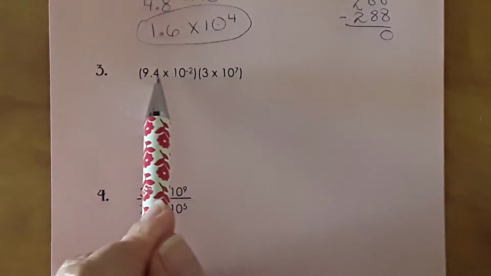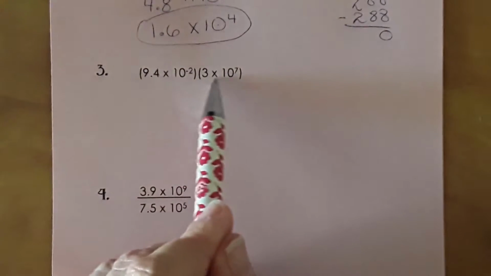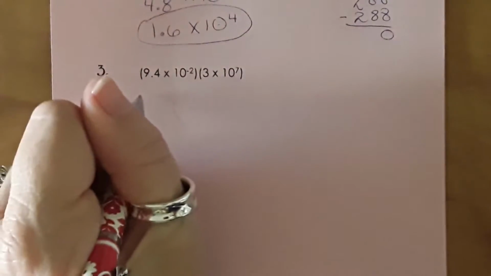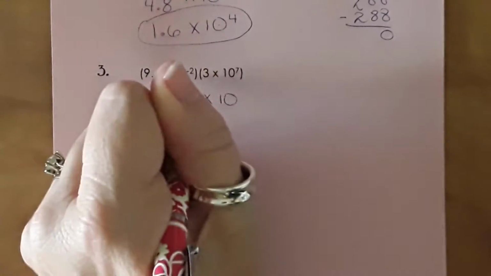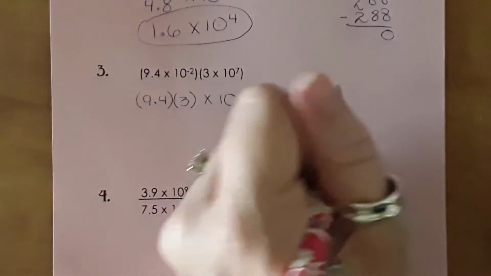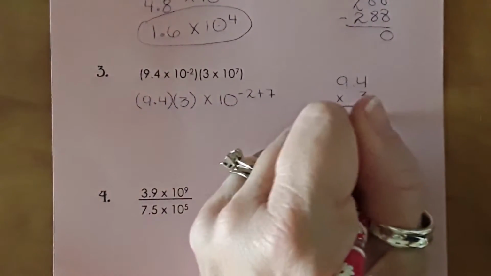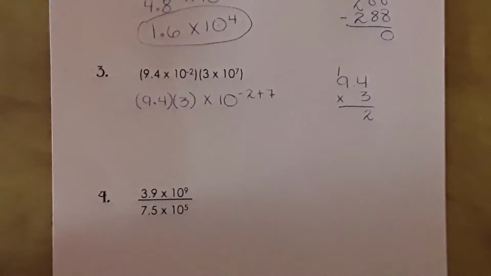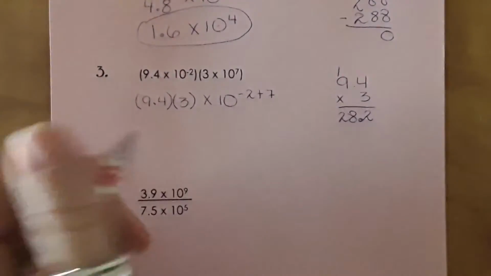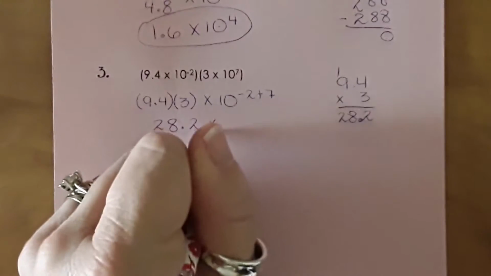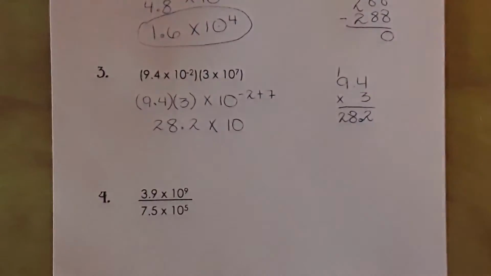On number 3, it says 9.4 times 10 to the negative 2 power, times 3 times 10 to the positive 7. Again, we're going to multiply our multipliers. And then, because our bases are the same, we're going to add our exponents. All right, 9.4 times 3. 3 times 4, 12. 9 times 3, 27 plus 1 is 28. We have 1 decimal. So I'm going to say 28.2 times 10, and then negative 2 plus 7 is a positive 5.